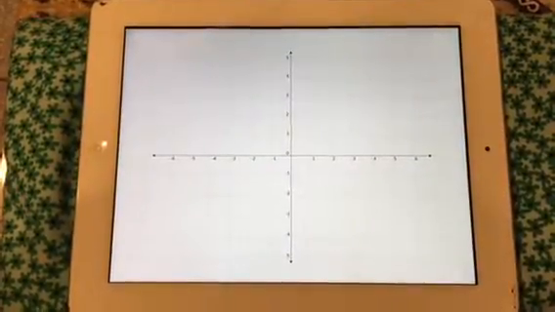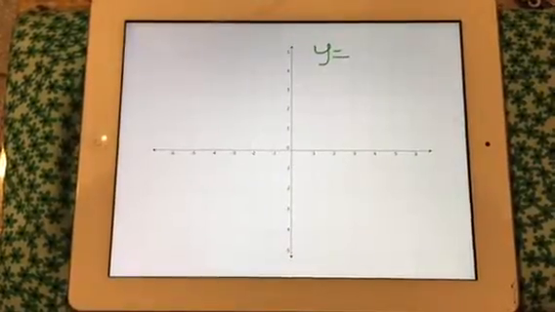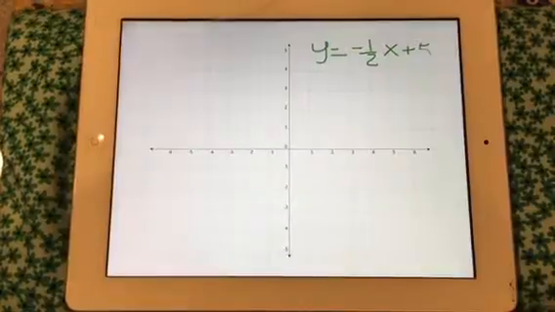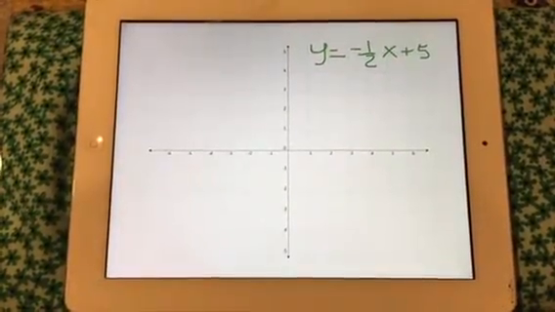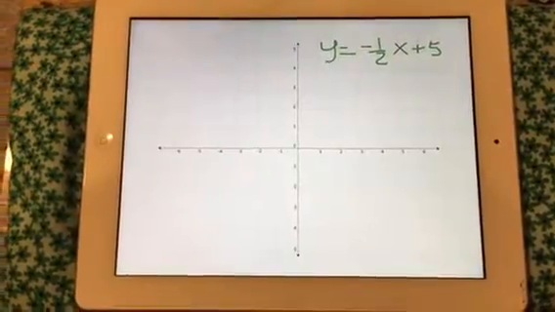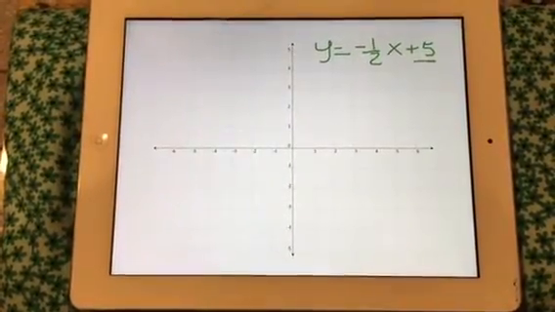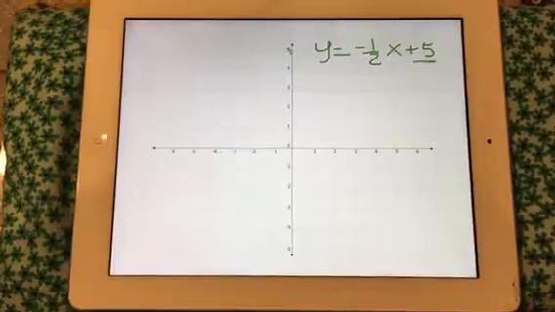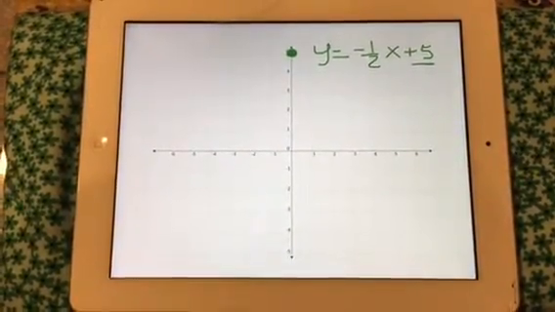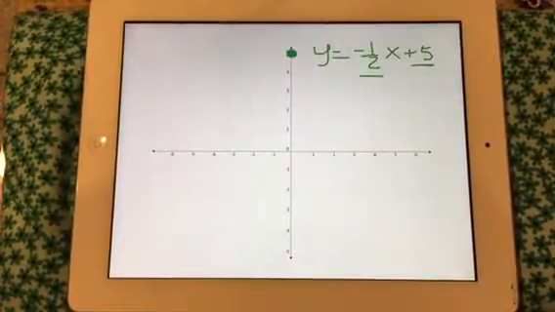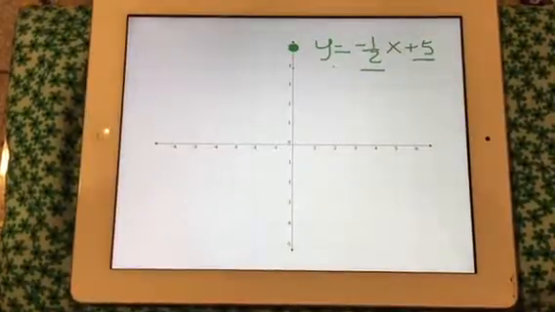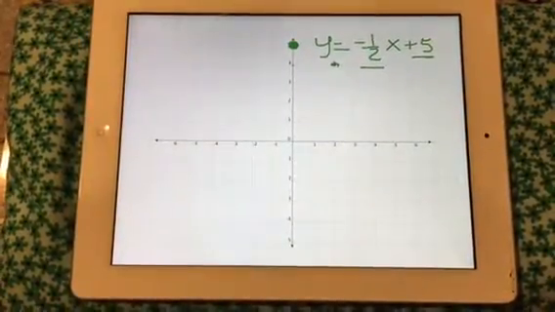Let's look at y equals negative 1/2 x plus 5. Alright, so remember, the first thing we want to look at is our y-intercept, which is what? Yep, it is 5. So I go up to a positive 5, and I'm going to put a point there on my y-intercept. Then I have to do my slope, which in this case is negative 1/2. So I'm going to go down 1 over 2. This is going to be my next point right here.